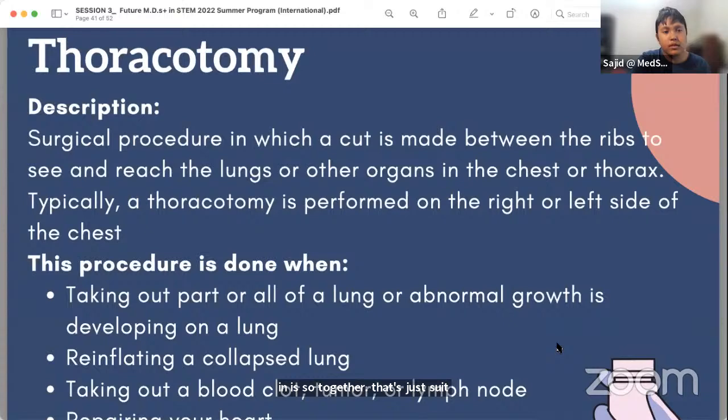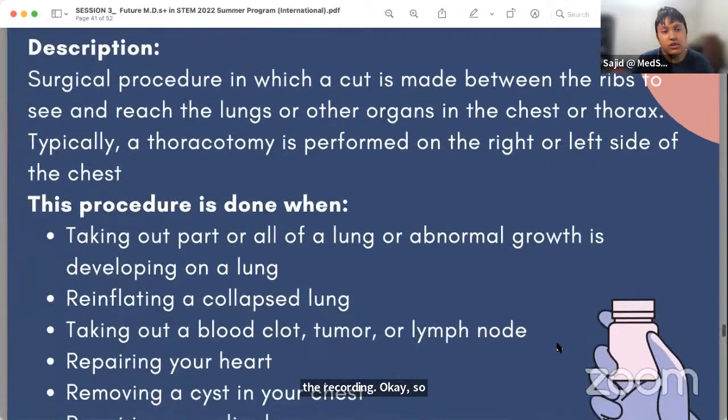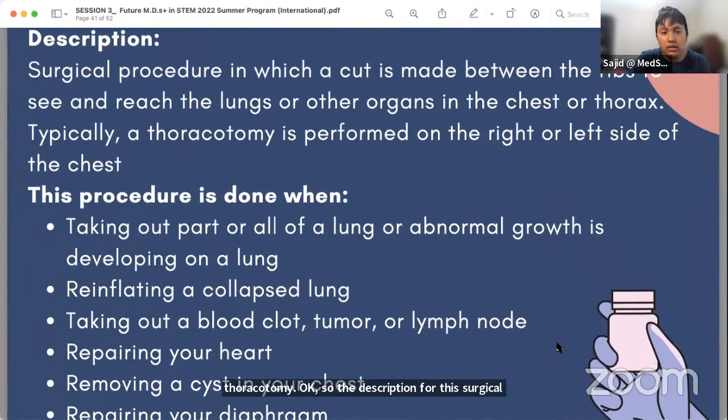Thoracotomy. The description for this surgical procedure is when a cut is made between the ribs. Thoraco refers to your thorax, your chest, right? And that cut is made between the ribs to reach the lungs or other organs in the chest or thorax. Typically, a thoracotomy is performed on the right or left side of the chest, where your heart or your lung is.